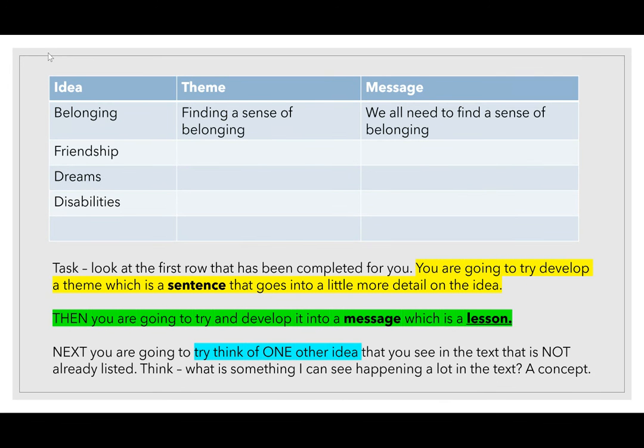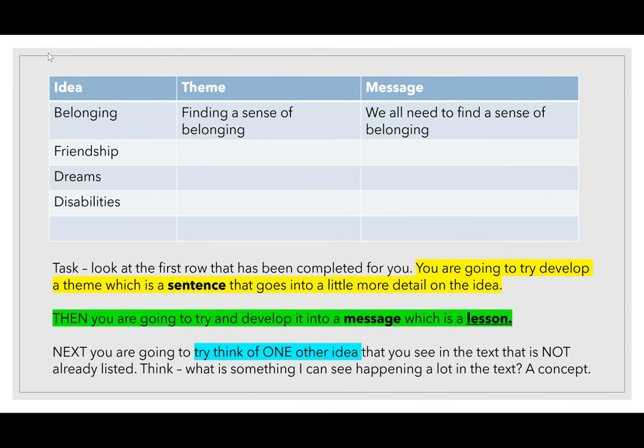So what I want you to do is to try and come up with a theme for the ideas that are there. If you can do the messages, that's great. But if you find that confusing, don't worry too much. Or if you can do the message but not the theme, that's fine. What I want you to do, though, is to take those basic ideas that are there and develop them into something more. So a little more detail and a complete sentence.